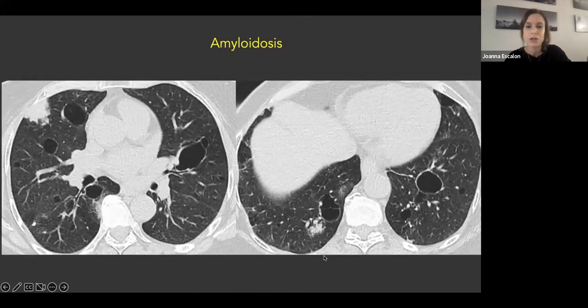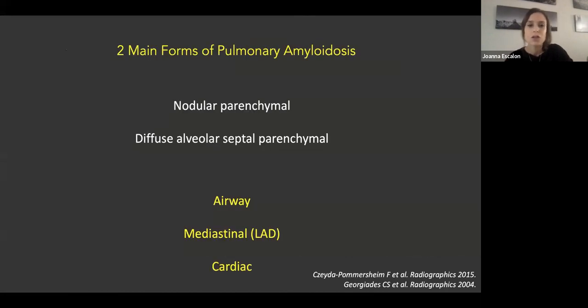All right, this is amyloidosis. So I definitely want you to keep that in your mind. Cysts and calcified nodules, think of amyloidosis. There are 2 main forms of pulmonary amyloidosis. You can get nodular parenchymal and diffuse alveolar septal parenchymal. Certainly in the chest, you can get airway involvement, mediastinal involvement, cardiac involvement with a systemic amyloidosis.